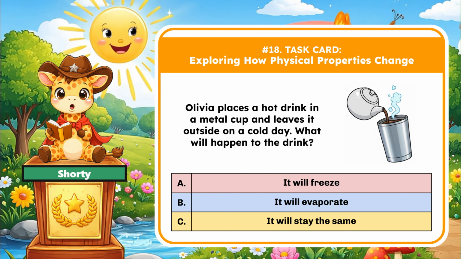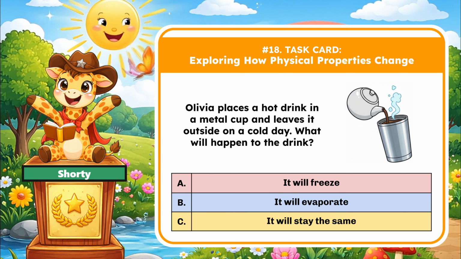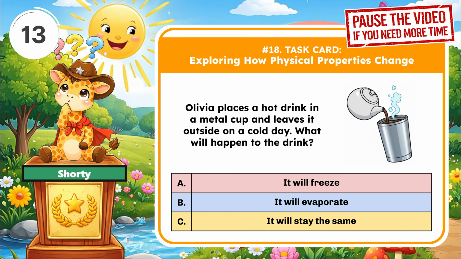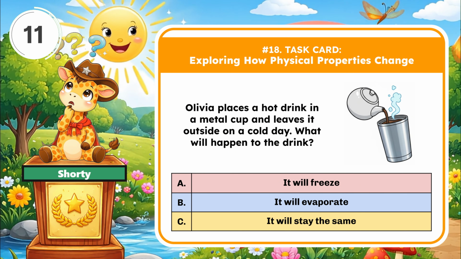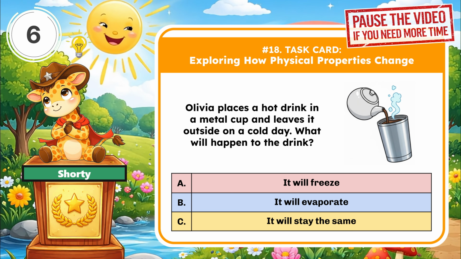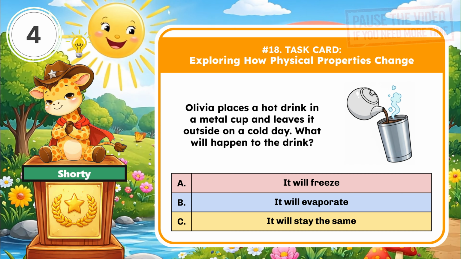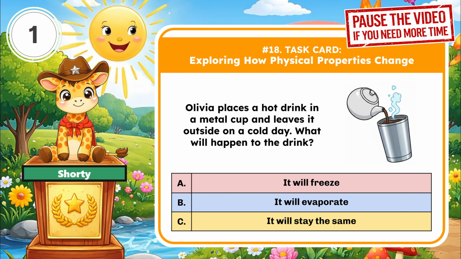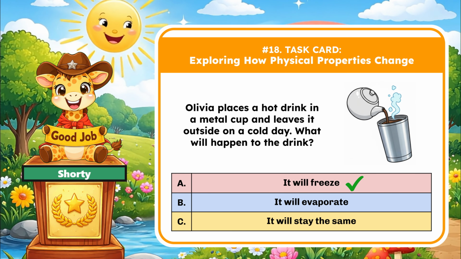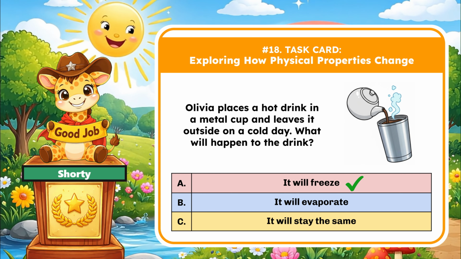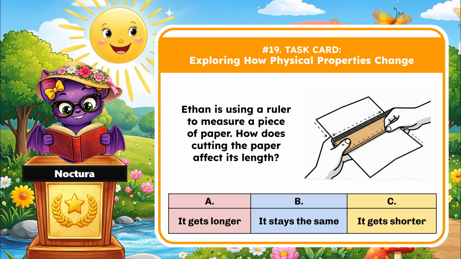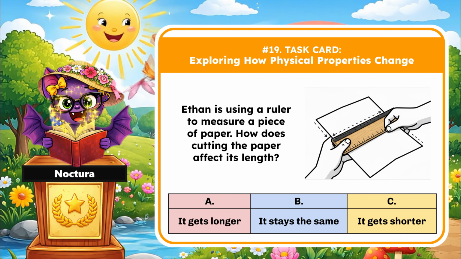Olivia places a hot drink in a metal cup and leaves it outside on a cold day. What will happen to the drink? And the correct answer is letter A, it will freeze. Ethan is using a ruler to measure a piece of paper. How does cutting the paper affect its length?